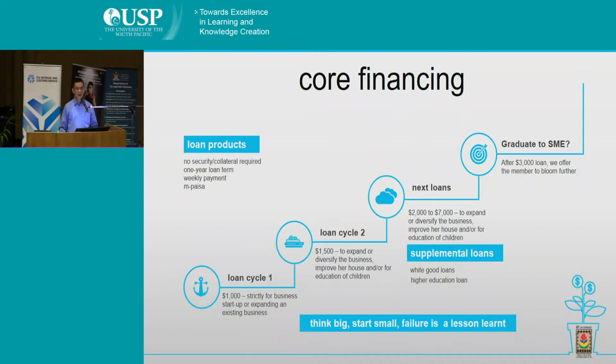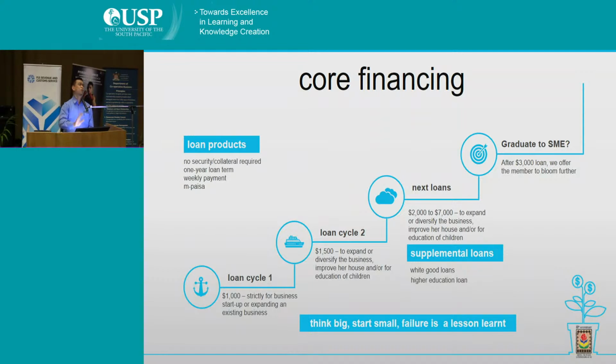Because we know that ladies try to maximize the funds that they have. So, and so on and so forth. From 2,000 up to 7,000. And aside from that, we also provide supplemental loans. In addition to that, if you're under second loan, we can also provide you a white goods loan. Like if you want to buy a TV, fridge.